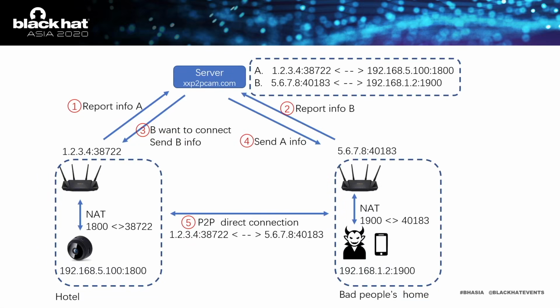Then they send UDP packets to each other. This is called P2P hole punching. At this point, the app and the camera are connected, and the firewall is no longer a barrier. Now the mobile app can communicate directly with the spy camera.